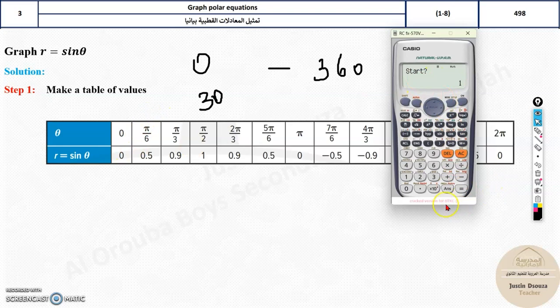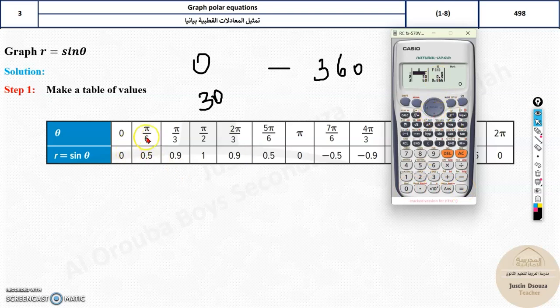Where do you want to start? We always start from 0 and end at 360 degrees. And what is the interval? We want to give 30 or 40 or 60, whatever. Let's start with 30 over here. At 30 degrees, I want the intervals. That's it. Now look at the values.